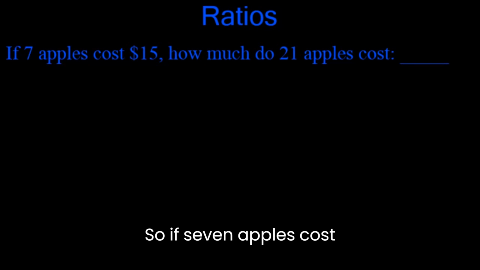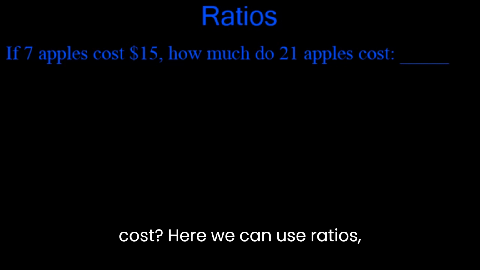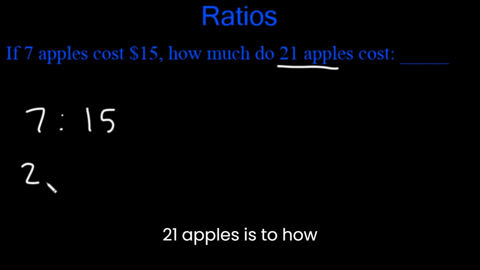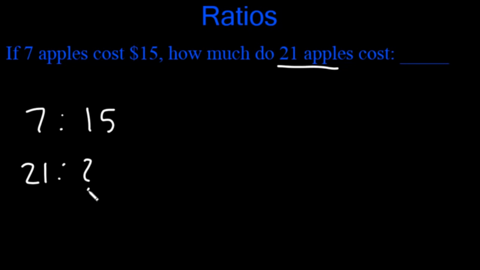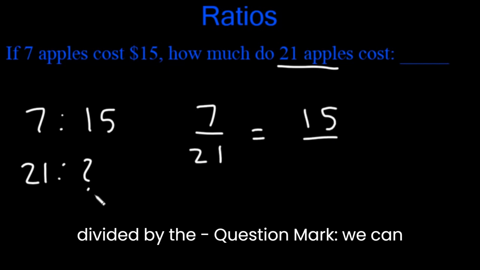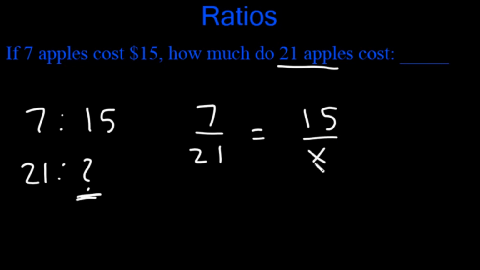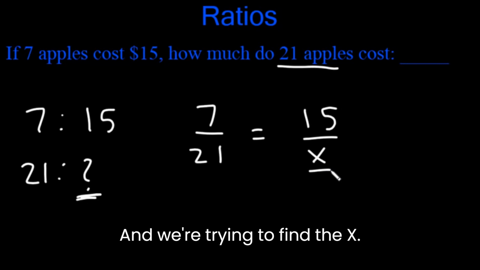So if 7 apples cost $15, how much do 21 apples cost? Here we can use ratios. So 7 apples is to $15 as 21 apples is to how much? Now we can do 7 over 21 equals 15 divided by the question mark. We can just represent it with an x. And we're trying to find the x.